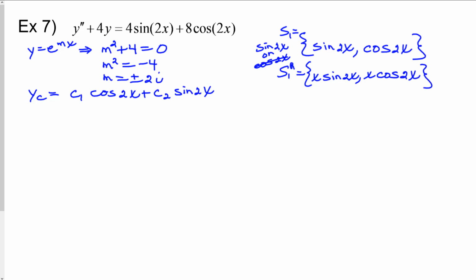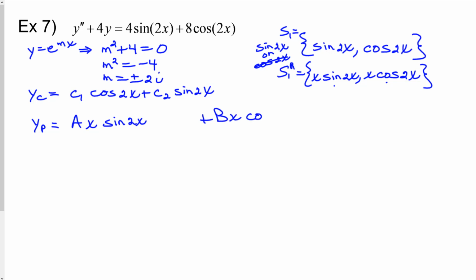So these are the only two functions that need to be involved in y sub p, because that's all we have on the right-hand side. So our y sub p is going to be a linear combination of those. So we'll use a times x sine 2x plus b times x cosine 2x.